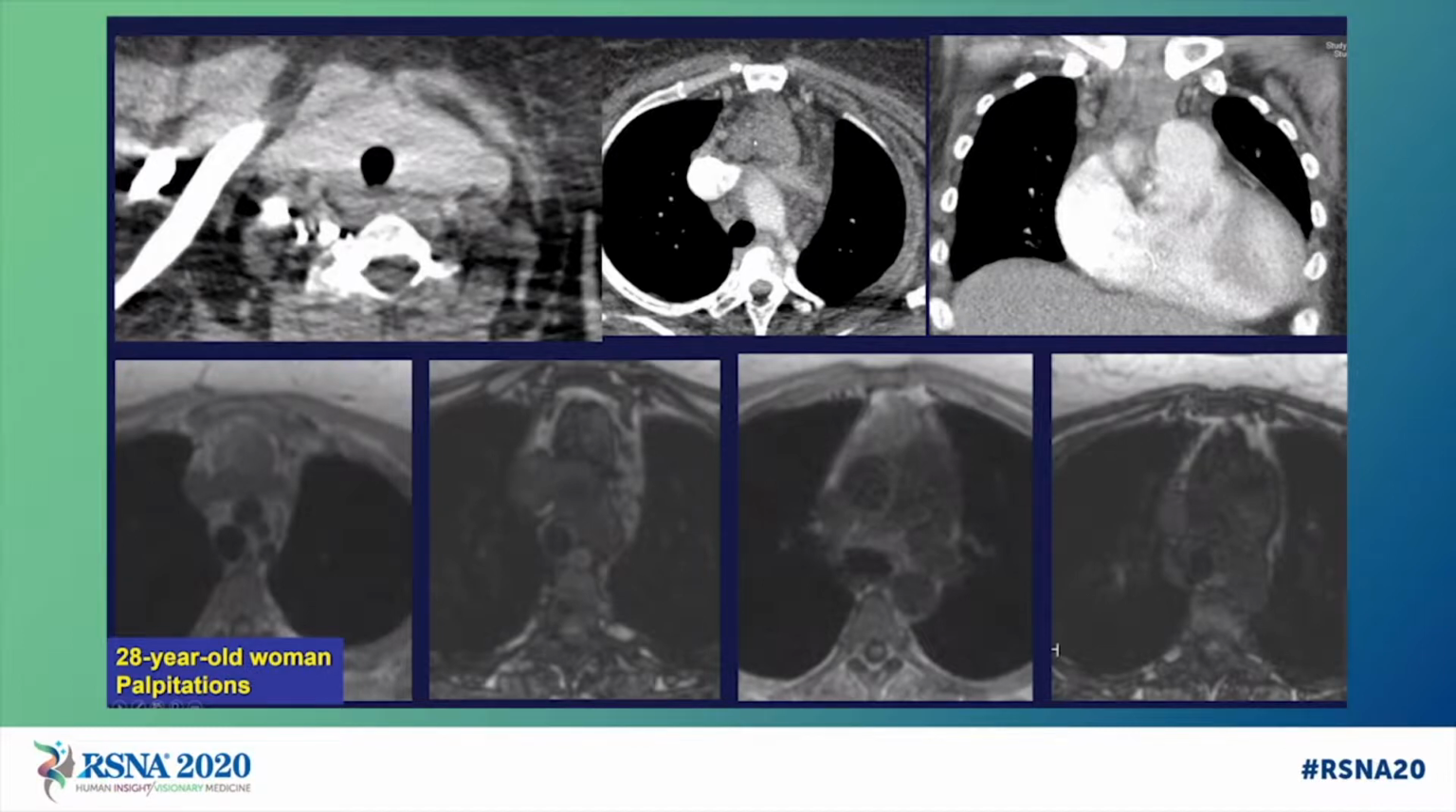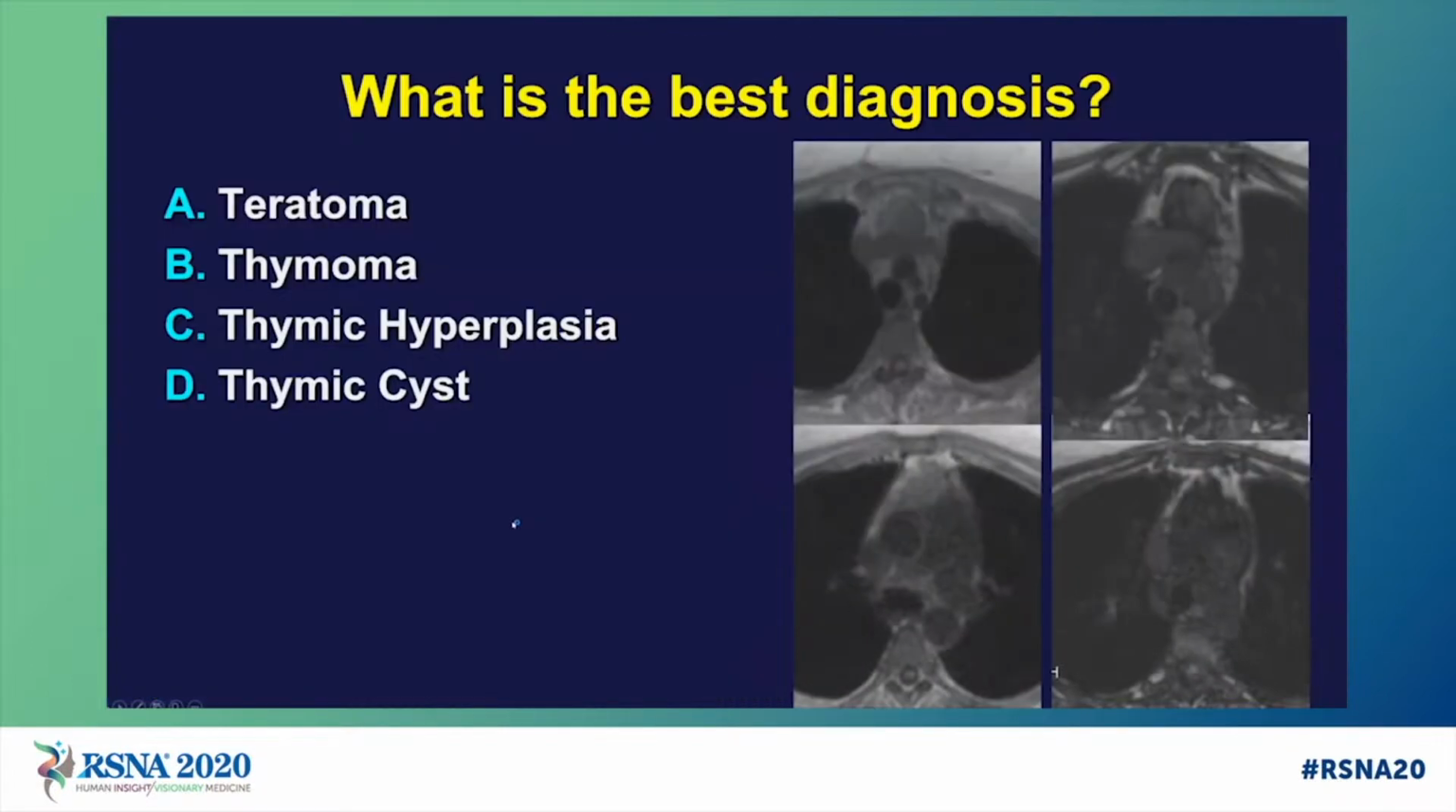Here are a few select images below of the in- and opposed-phase images at 2 stations through the chest. The first question then is, what's the best diagnosis for this finding? Is it a teratoma, a thymoma, thymic hyperplasia, or thymic cyst? And I'll draw your attention again. Here are the in-phase images here on the left and the opposed-phase images on the right.